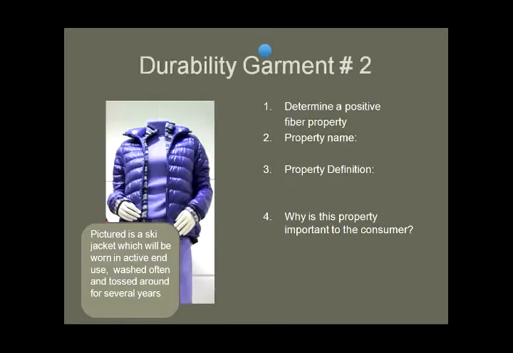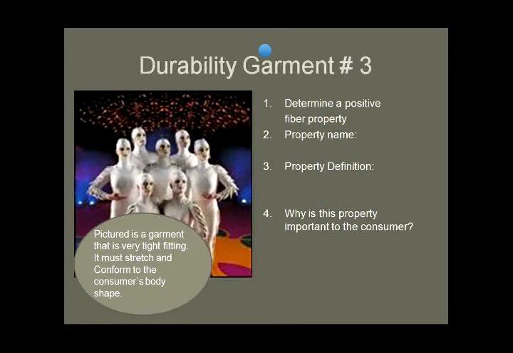Next garment. Garment number 2. Pictured is a ski jacket which will be worn in active end use, washed often, and tossed around for several years. Number 1. Again, we're looking at durability. State a positive fiber property and the property names. Number 3. Define the property. And number 4. Explain why this is important to the consumer.